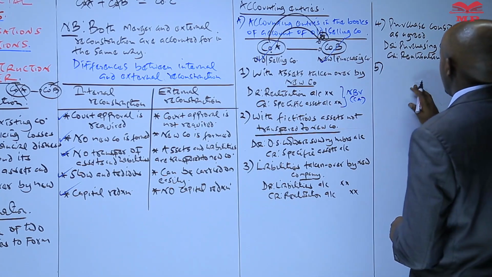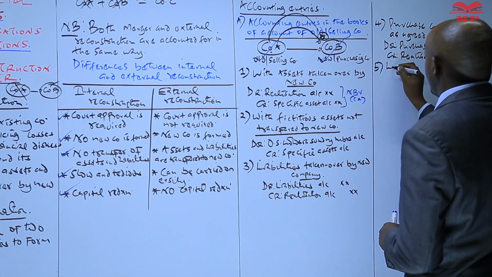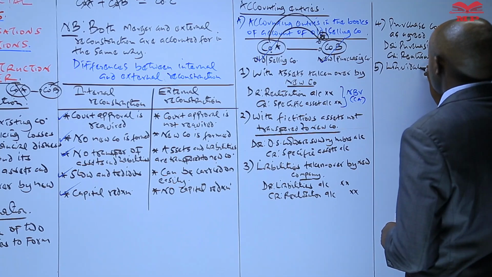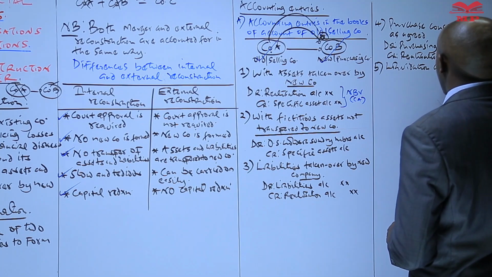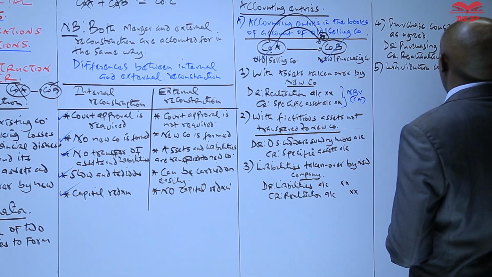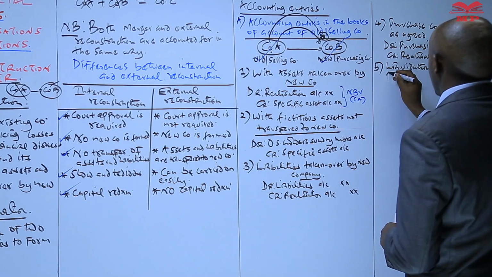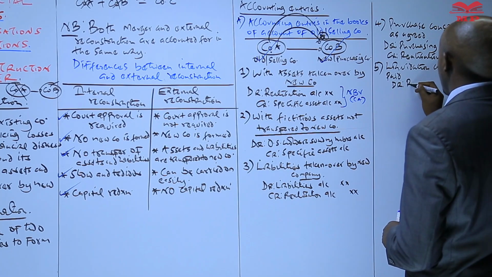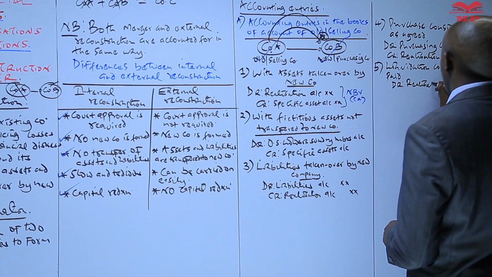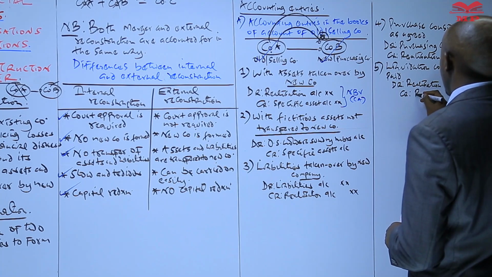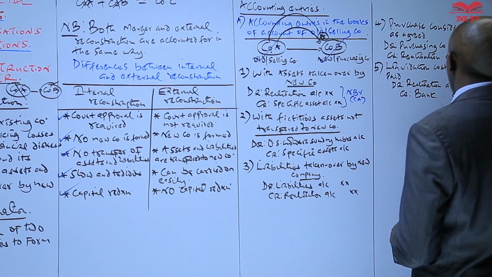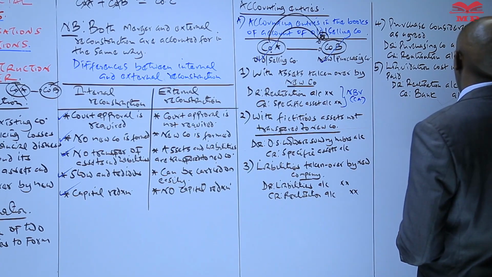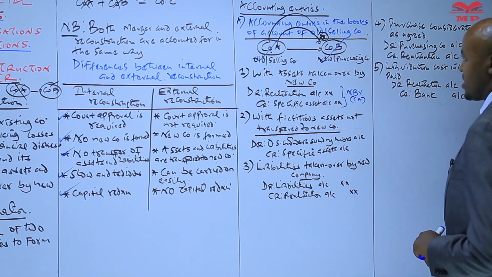The other accounting entry is with the liquidation cost incurred and paid. Such liquidation cost is debited in the account called the realization account, and then credited in the bank account.